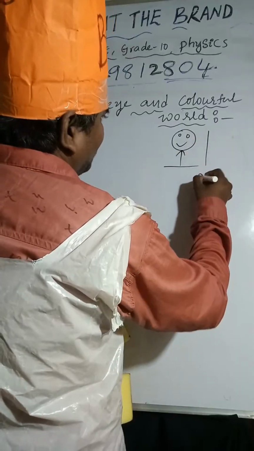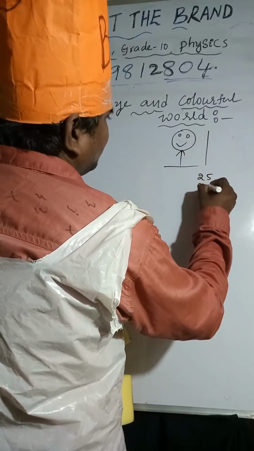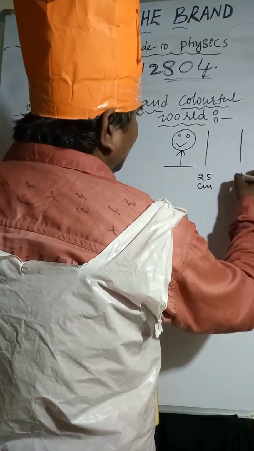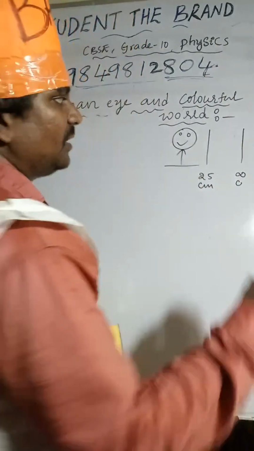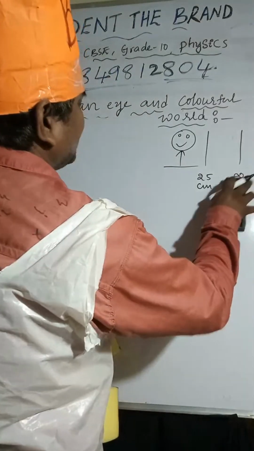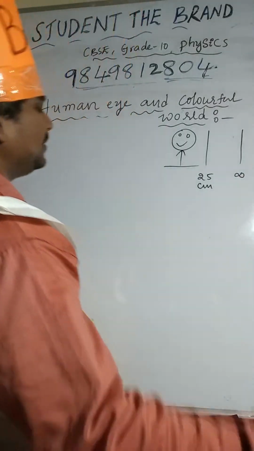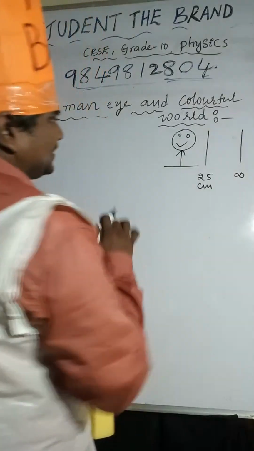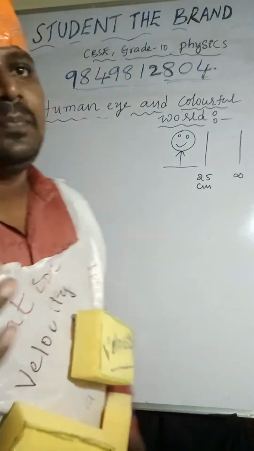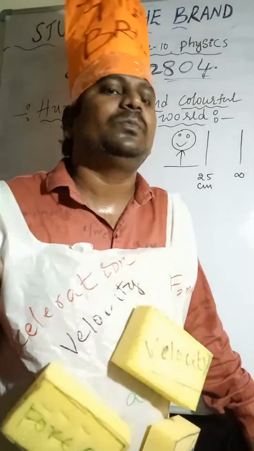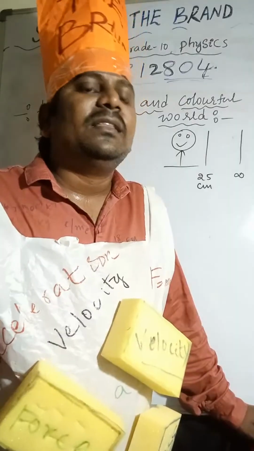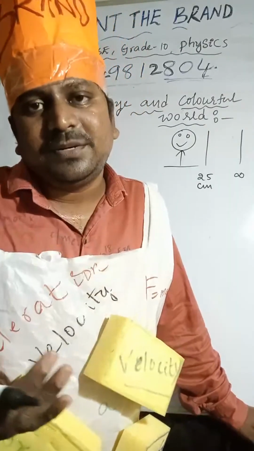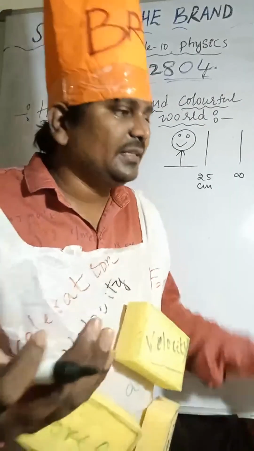So this is a near point. The minimum distance up to which a person can see clearly without any strain or pain is called the near point. Myopia is when the person can see near distance but can't see far distance. The far point is the maximum point up to which a person can see clearly.